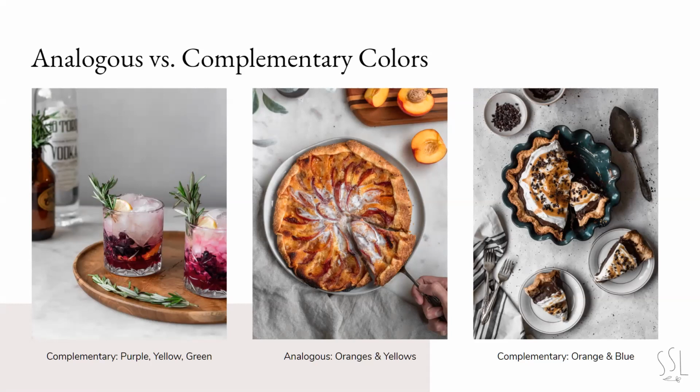In the middle photo, we're using an analogous color scheme with a bright orange as our star color and some yellows and reddish oranges as our supporting actors. Orange, yellow, and red are next to each other on the color wheel, which makes this photo very nice and easy to look at. And then in the last photo, we have a more subtle complementary color scheme where I use a blue pie dish to offset the oranges and the caramel drizzle. And then to support the color scheme, I use a gray background and white props, which just balances out the photo.